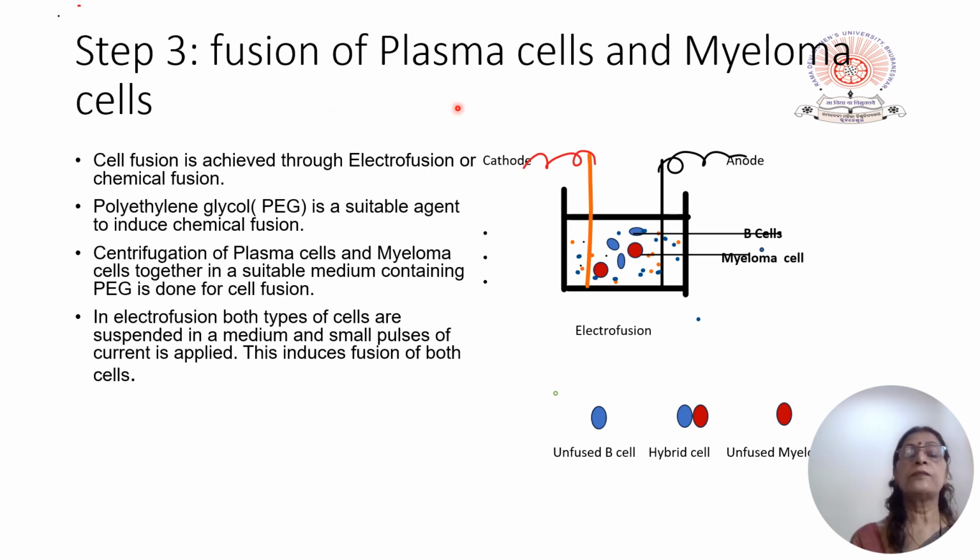The third step is the fusion of plasma cells and the myeloma cells. There are different methods of fusion, like electrofusion or PEG-mediated chemical fusion. This diagram shows the electrofusion. Alternatively, the myeloma cells and the plasma cells can be grown in the presence of the cell-fusing agent polyethylene glycol, which will induce the fusion of the plasma membranes and produce the hybrid.